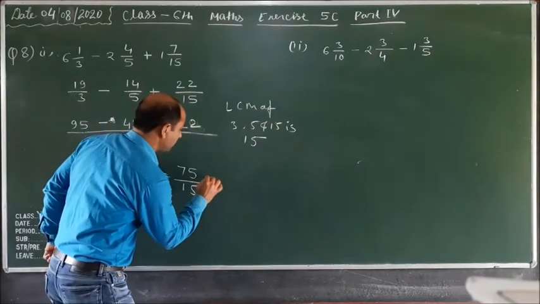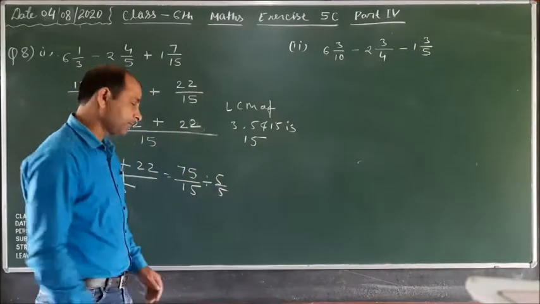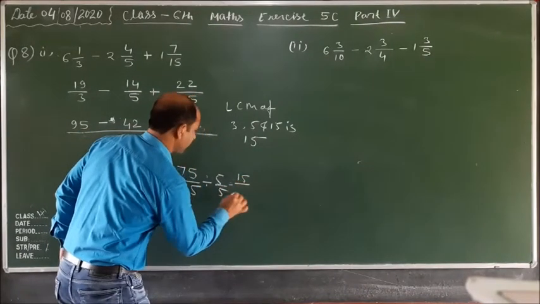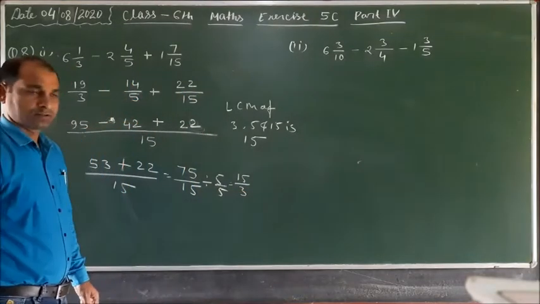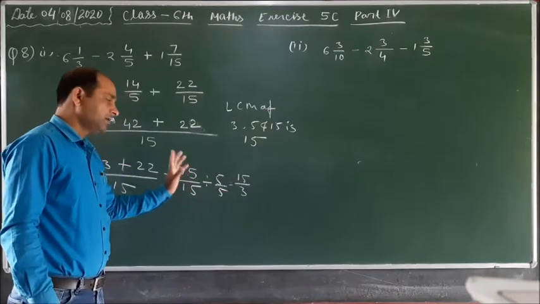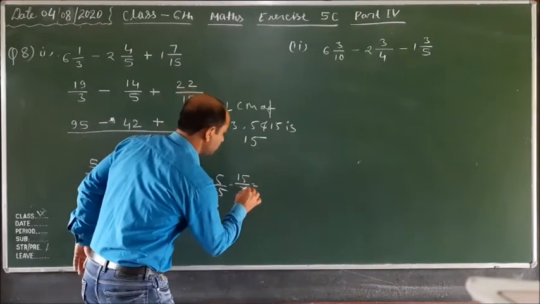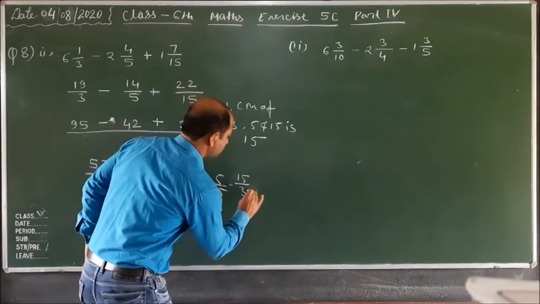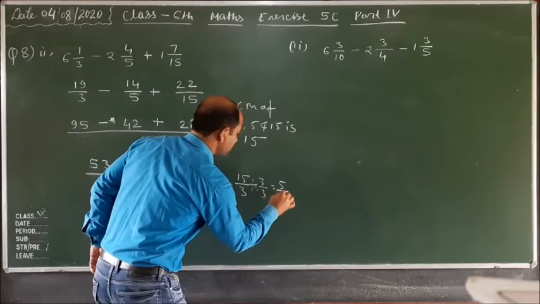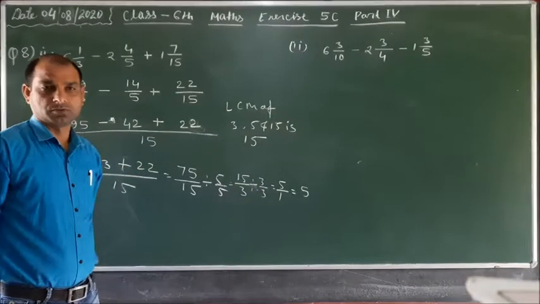Now change into the lowest terms. Then these both numbers are divisible by 5. So 15 upon, 5 3s are 15, 15 5s are 75, 3 5s are 15. Now change into the mixed fraction. So dear children, this is also divisible by 3. 3 5s are 15, 3 1s are 3. Your answer is 5. Okay.